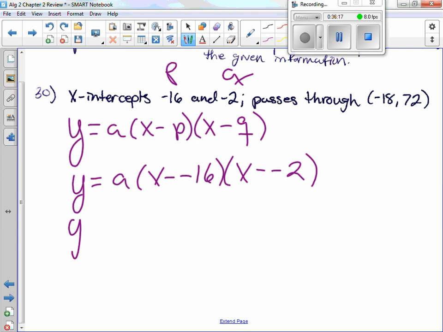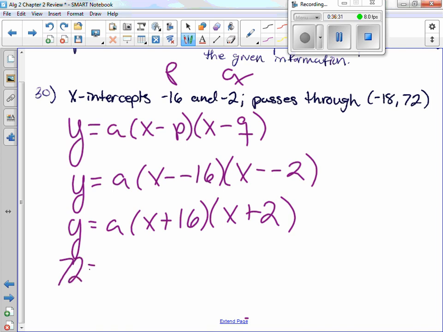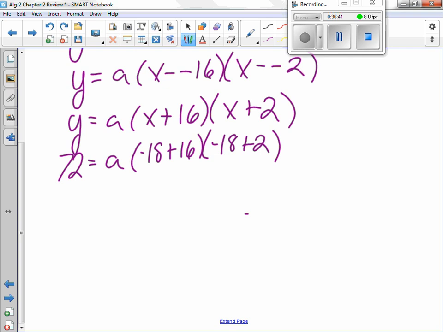Well, a negative and a negative make a positive. Now from here, we're going to plug that point in. So y is going to be 72 and x is going to be negative 18. So we have negative 18 plus 16 times negative 18 plus 2. And we get this here because, again, now we have an equation where a is the only variable.